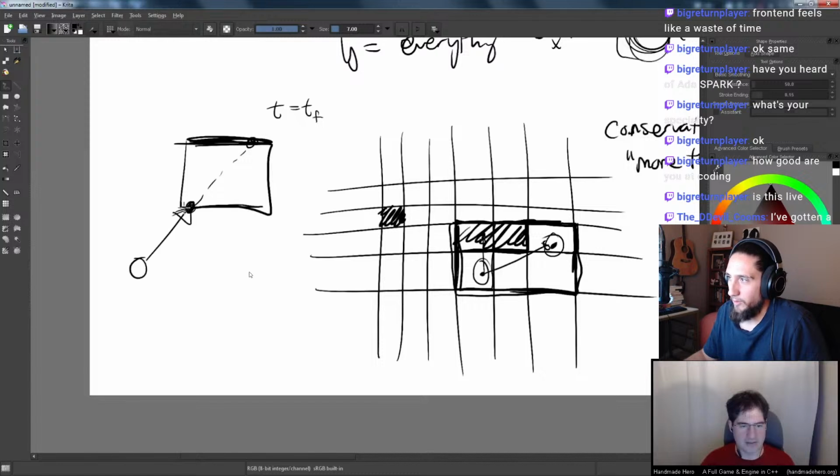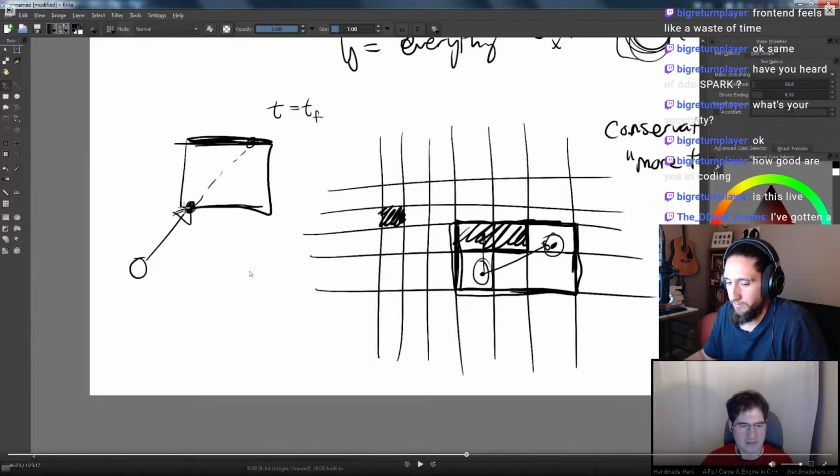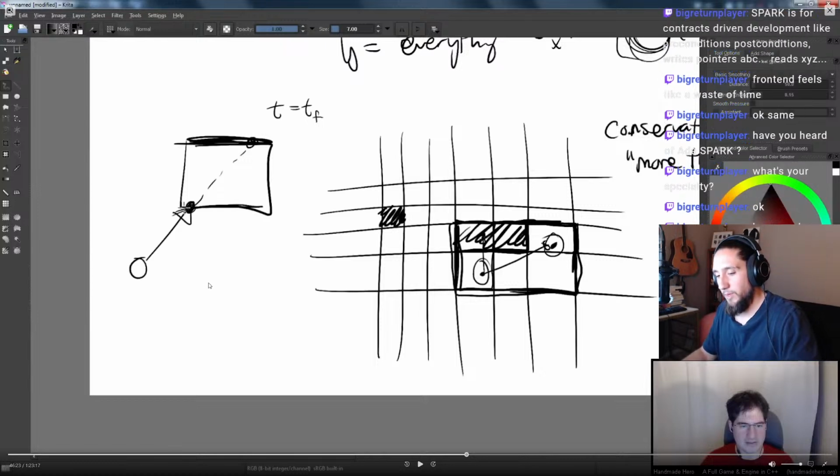Front end feels like a waste of time. Yeah, it's not my favorite. I do it because I must. Front end web development is the kind of programming I enjoy doing the least, for sure. Which is weird to say because I'm not particularly thrilled about writing SQL either. It's not something that really gets my goat, if you know what I mean.